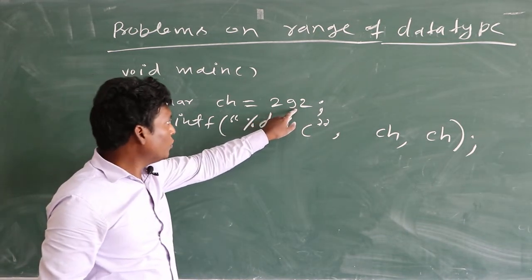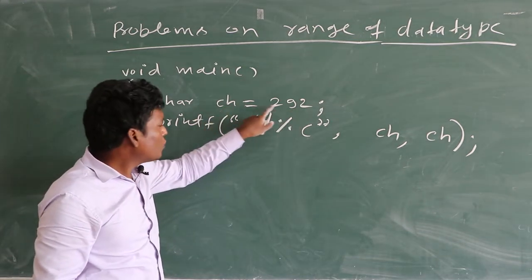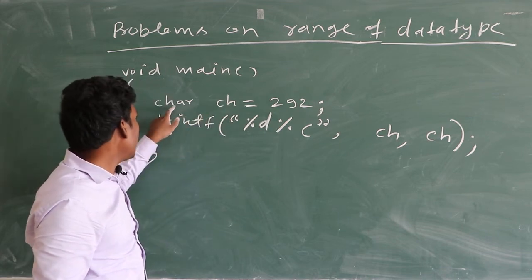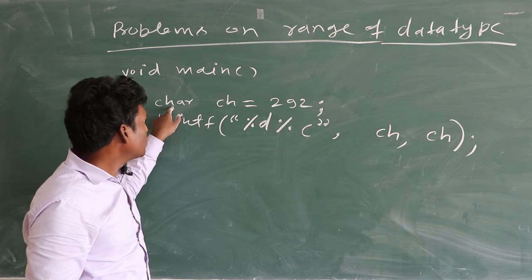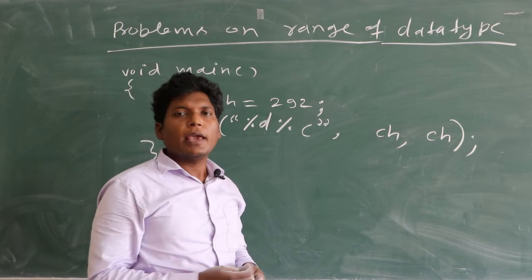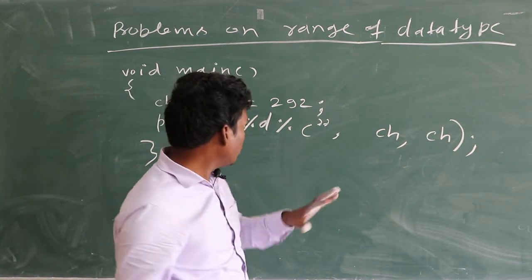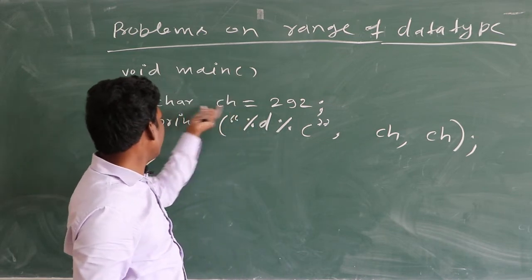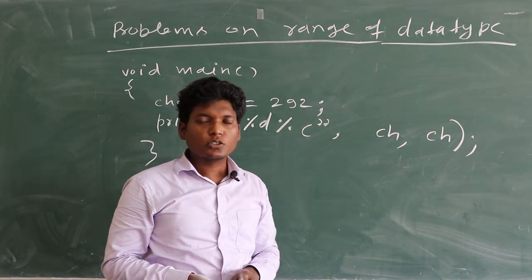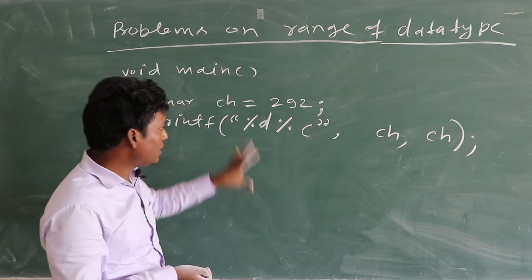Here 292 is an integer value, ch is a character variable, 292 is an integer constant, and here is a char data type. So you may think there may be an error, because a particular type of variable can hold the same type of constant, but here ch is a character variable, whereas 292 is an integer constant. So it seems it has an error, but it has no error.